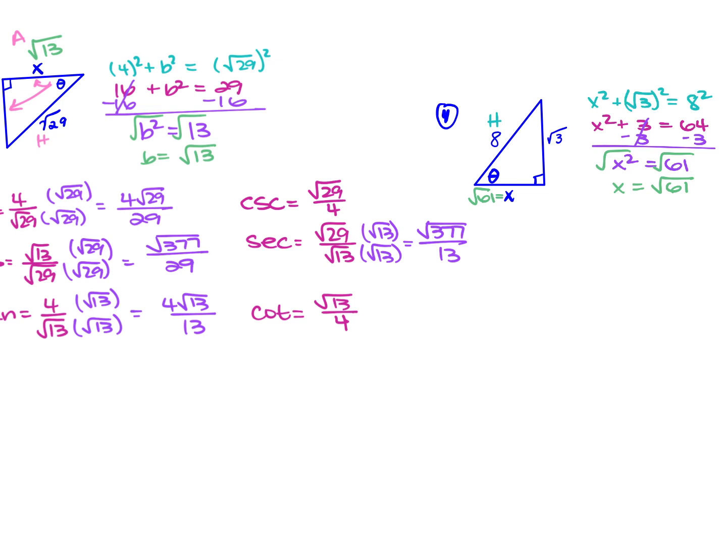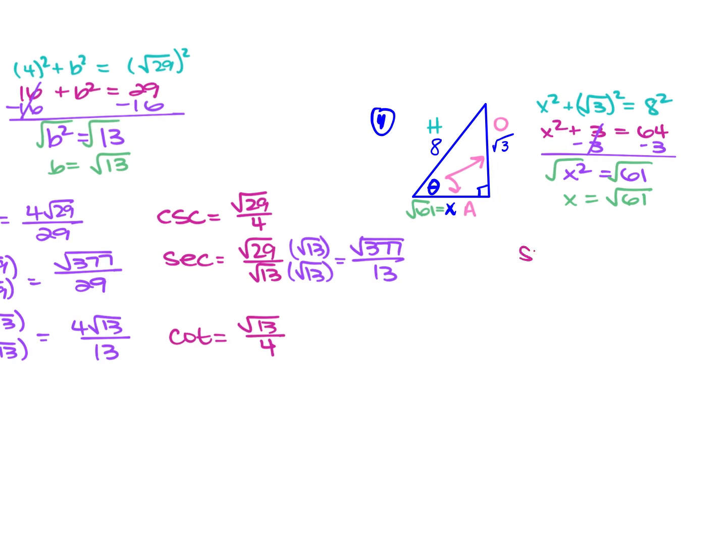So identify your adjacent and your opposite now. Opposite of theta is the square root of 3. Next to theta is that square root of 61. So now find all of your values: sine, cosine, tangent, cosecant, secant, and cotangent. For sine, that's opposite over hypotenuse, so the square root of 3 over 8. Cosine, adjacent over hypotenuse, so the square root of 61 over 8. Tangent, opposite over adjacent, so the square root of 3 over the square root of 61.